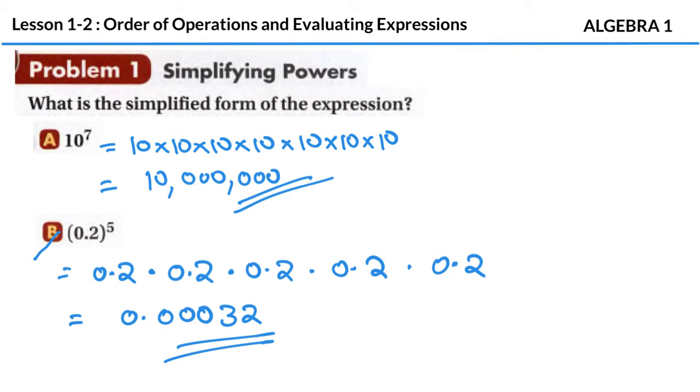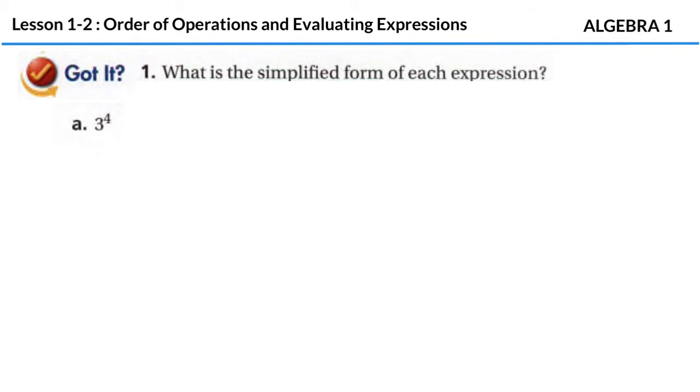So let's see whether you got it now. What is the simplified form of each expression? 3 to the power 4. You can hit the pause button and try it out and then play it to see how it is solved. So good. Let's see that. 3 to the power 4 is nothing but 3 times 3 times 3 times 3, and that is going to be 81.